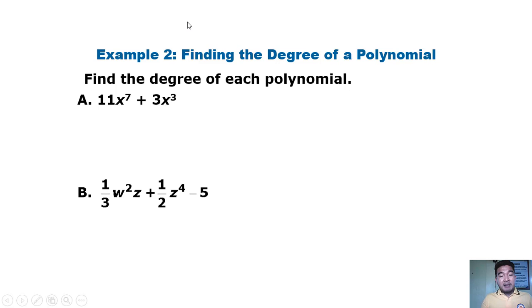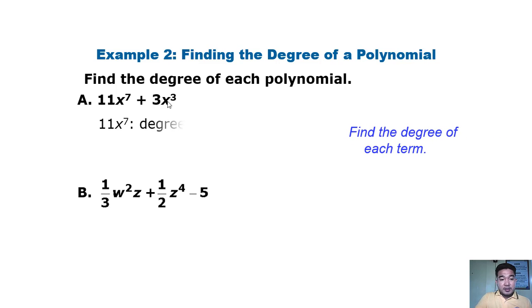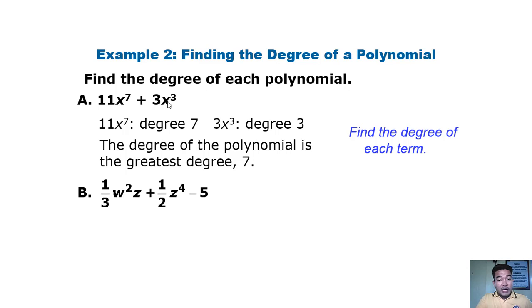For letter A, we have 11x to the 7 plus 3x cubed. Sabi natin, para malaman natin kung ano ang degree ng isang polynomial, kuhanin natin yung degree ng lahat ng terms. So doon sa first term natin, 11x to the 7, the degree is 7. Doon sa second term, the degree is 3. So which is greater? Is it 7 or 3? Yan. So, kung alin yung may mas mataas na degree, then we get that para maging degree ng ating polynomial. So, the greatest is 7. So, the degree of this polynomial is equal to 7.